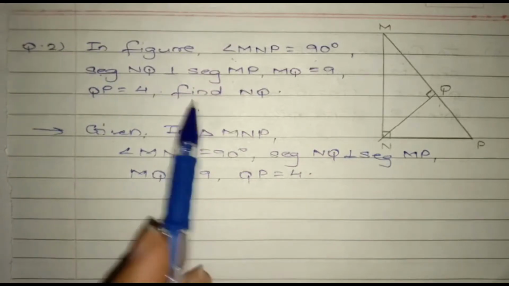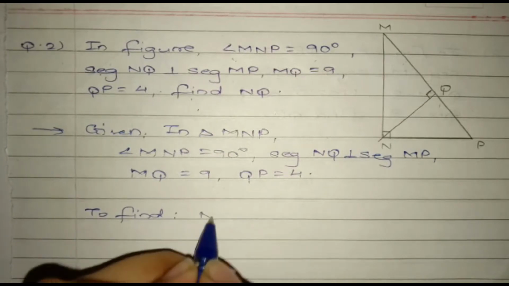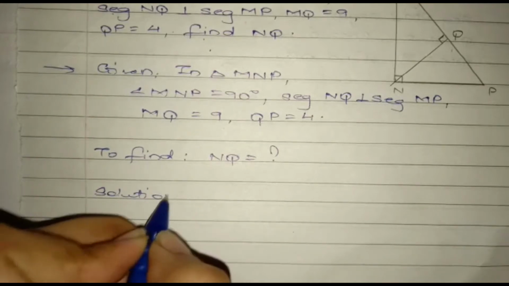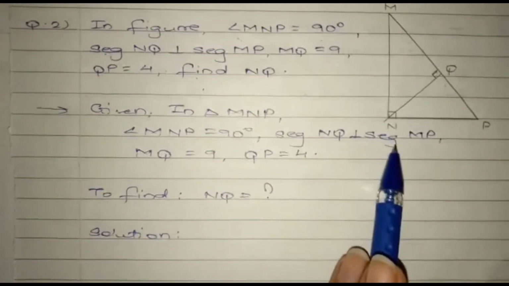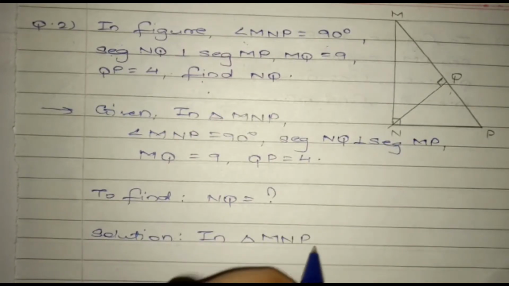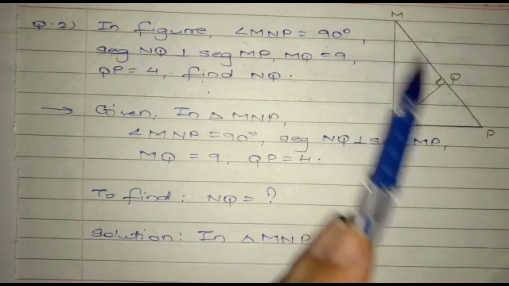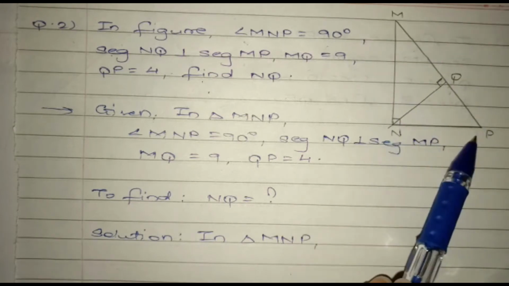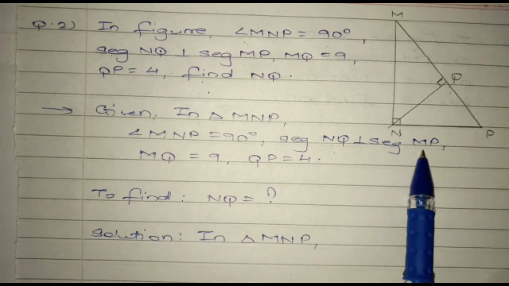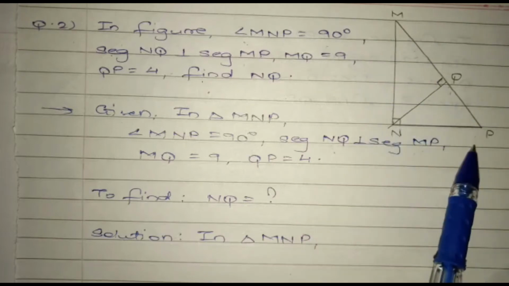What we have to find? Find NQ. NQ is equal to question mark. We'll write the solution. In triangle MNP, what we can write? NQ square is equal to MQ into QP, because it is given that NQ is perpendicular to MP. So we can use the theorem of geometric mean, where NQ square is equal to MQ into QP.